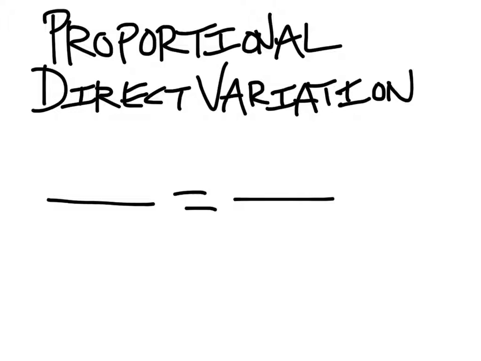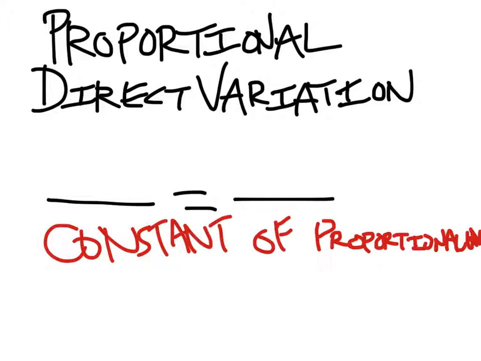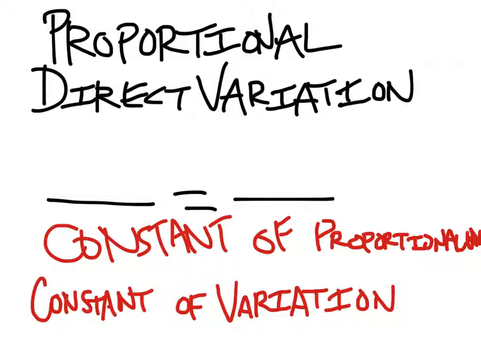Two other terms that they're going to interchange with each other, meaning they're the same, okay? They're going to call it a constant of proportionality. Constant of proportionality means it's the same exact thing as a constant of variation. These are the same thing, all right? So don't get them mixed up. They mean exactly the same thing, okay? Constant of proportionality and constant of variation.